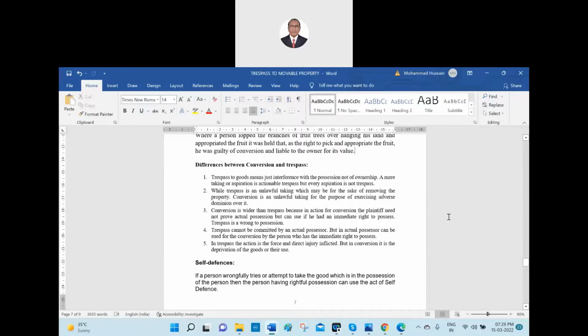Trespass to goods means just interference with the possession, not of ownership. A mere taking or asportation is actionable trespass, but every asportation is not trespass. Number 2, while trespass is an unlawful taking which may be for the sake of removing the property, conversion is an unlawful taking for the purpose of exercising adverse dominion over it. Number 3, conversion is wider than trespass because in an action for conversion, the plaintiff need not prove actual possession but can sue if he had an immediate right to possess.